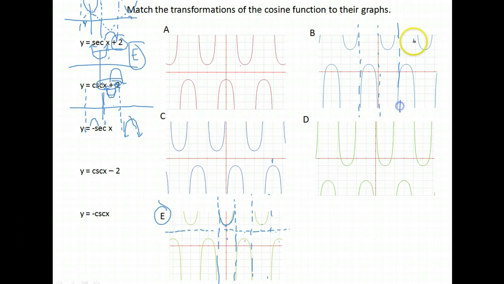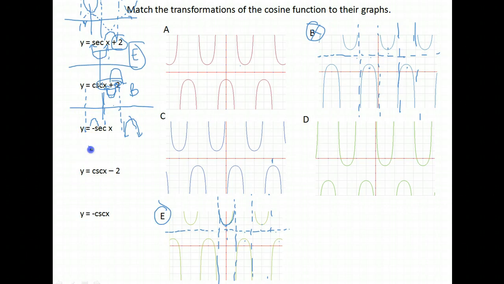Okay, we're on the right track. Has it been shifted up 2? So if we go up 1, 2 from the x-axis, is that kind of a center? It is. We have a hump 1 above, 1 below, 1 below, 1 above. So my answer for this one is going to be B. These are a little tougher when you're mixing secant and cosecant and have to decide which is which.